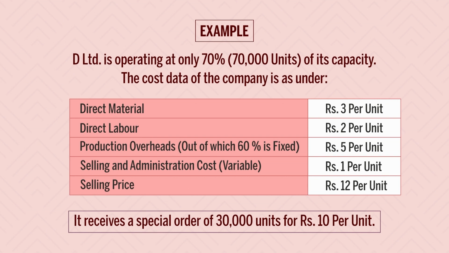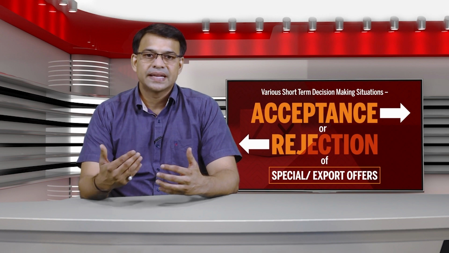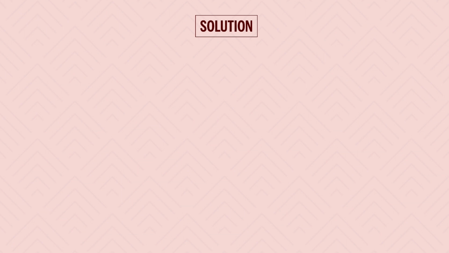Suppose the company receives a special order of 30,000 units. At present, the company is working at 70% level and 70,000 units are being manufactured. So, the company can manufacture this order of 30,000 units, but the price offered is rupees 10 per unit. Now, you are required to suggest to the company whether to accept this order or not. Let us have a solution of it.